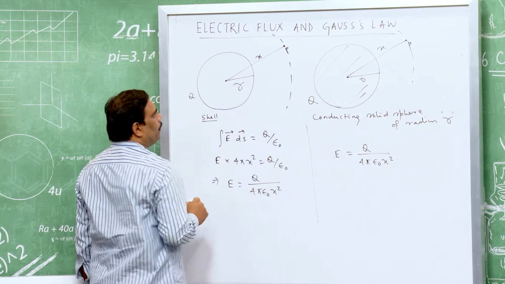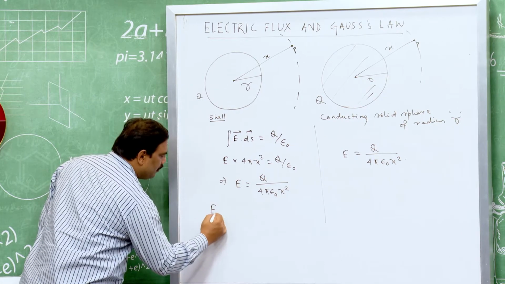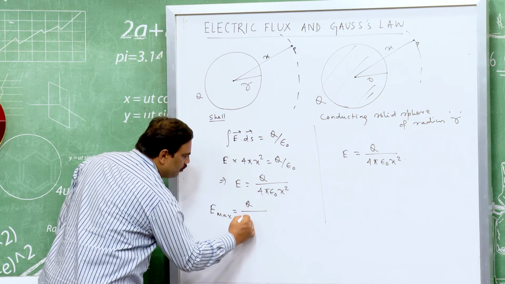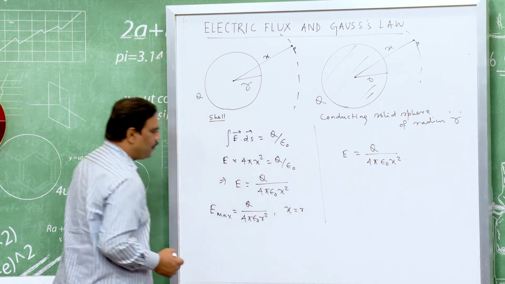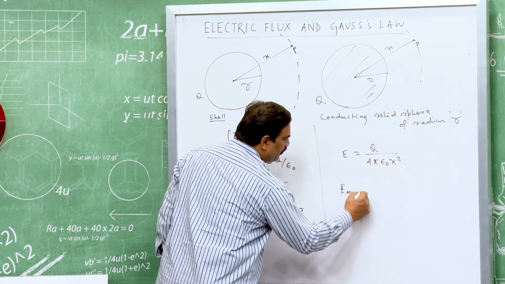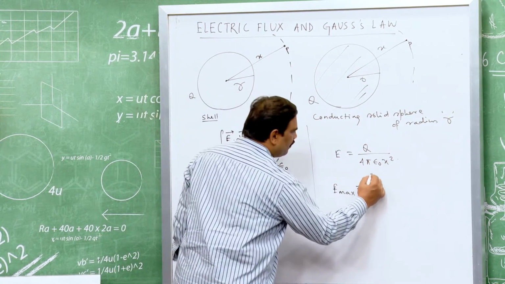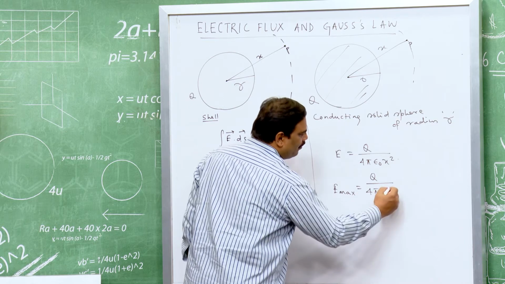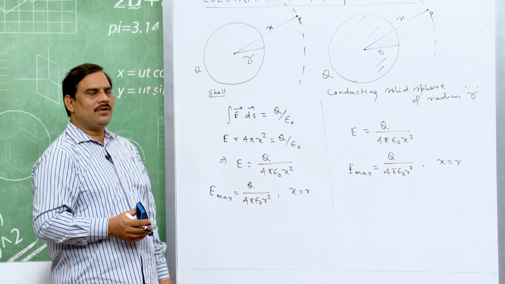If the point P is lying on the surface, then the electric field becomes maximum and it becomes q divided by 4 pi epsilon 0 r square when x is equal to r. A similar thing happens when the point P is lying on the surface of a solid sphere. For x equal to r, since r is the minimum value of x, therefore E becomes the maximum value on the surface.